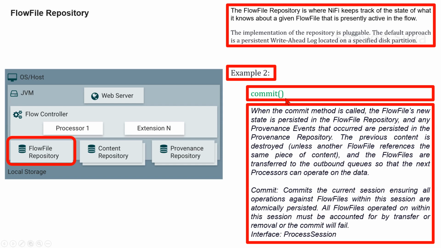Here it commits the current session, ensuring all operations against flow files within these sessions are atomically persisted. All flow files operated on within this session must be accounted for by transfer or removal, or the commit will fail. This method is available in the interface process.